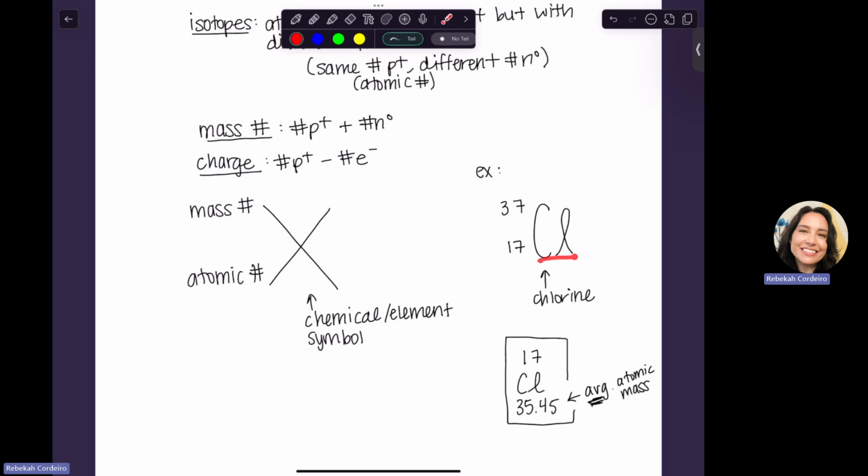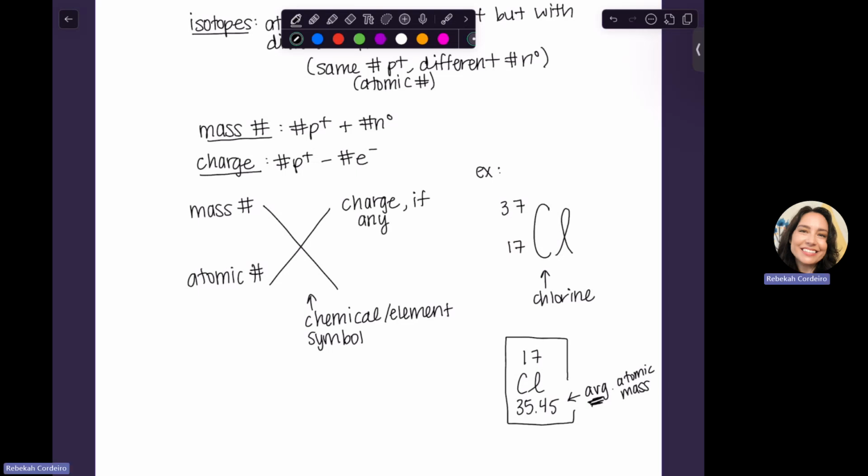So if it is chlorine, it's got 17. If it's 17, it's chlorine. Sometimes you'll see us not put anything on the lower left corner, and that's just because it's a little bit redundant, but you'll see it in homework and that kind of stuff, as I usually try to put it there. And then if we do have a charge, we'll put a charge on the top right, if any.